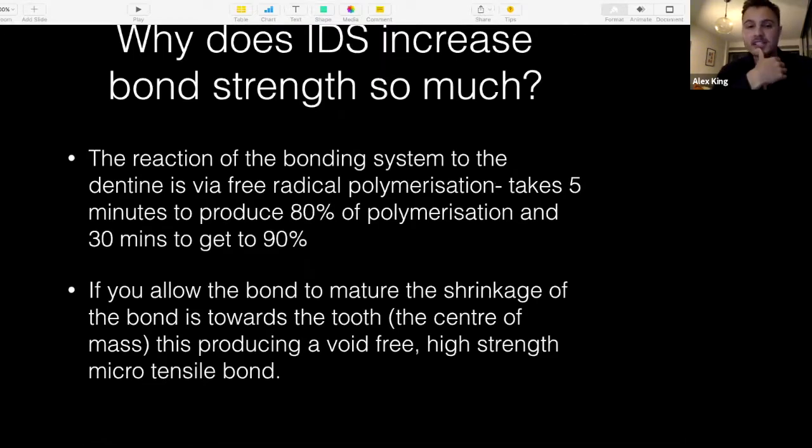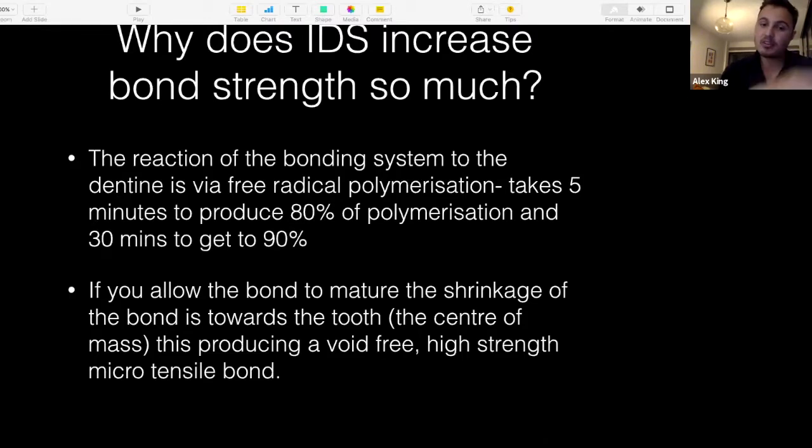So why does immediate dentine sealing increase the bond strength so much? So the reaction in the bonding system to dentine is free radical polymerization. And within the first 5 minutes, you get 80% of the polymerization. And then up to 30 minutes, you get 90%. So it's kind of an exponential curve. If you literally bond on top straight away, you're going to lose all your strength in your hybrid layer. But if you wait 5 minutes, most of the bond strength has happened and you've got a strong hybrid layer.